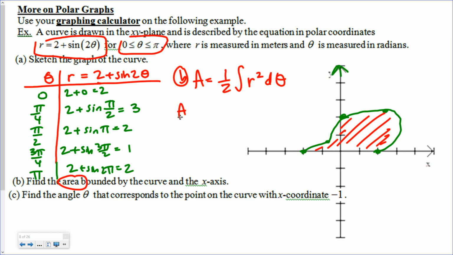Okay, so this is going to be 1/2 the integral of, what's my r? Yeah, they give it to me. So I just put it right in. What's my theta going to go from? From what theta to what theta? 0 to pi. And it really can't get any easier than this.